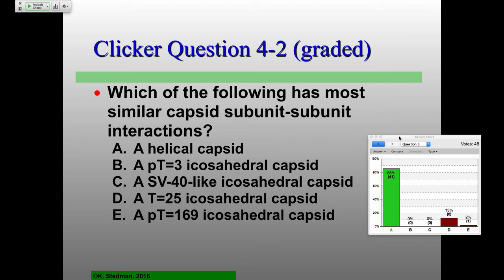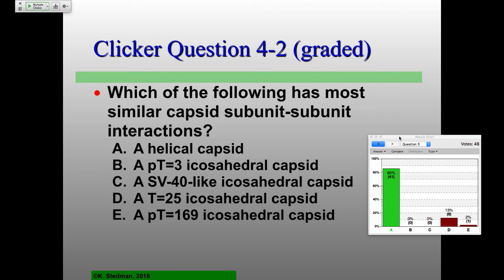Which does remind me, for those of you who weren't lucky enough to have me last term for molecular biology, if there are any questions like this on an exam, raise your hand and say, hey Dr. Stedman, stop talking to Ian and come answer this question if there's something which is not clear. And I will do my best to make sure it's a clearer explanation.